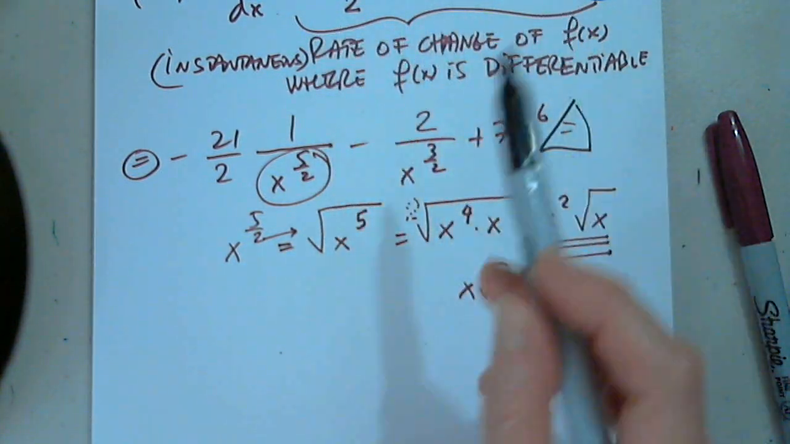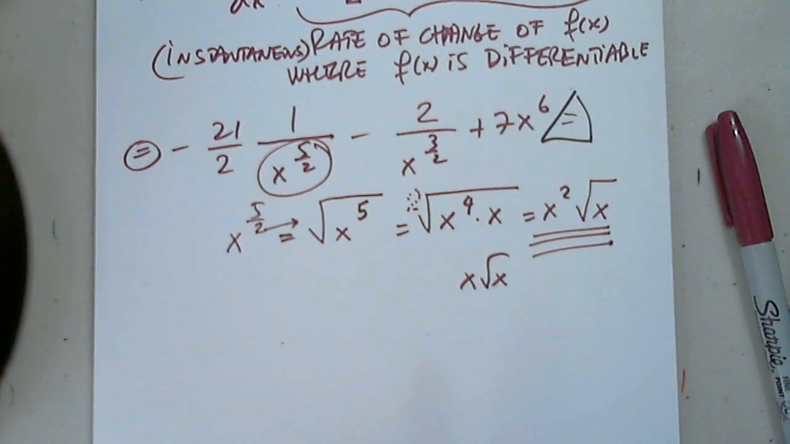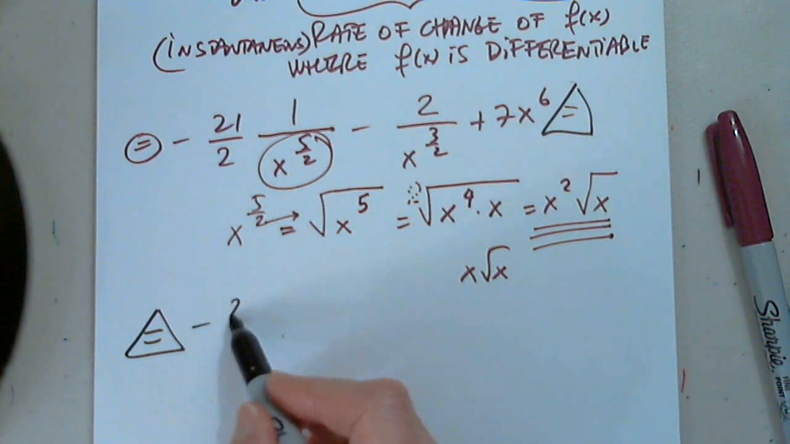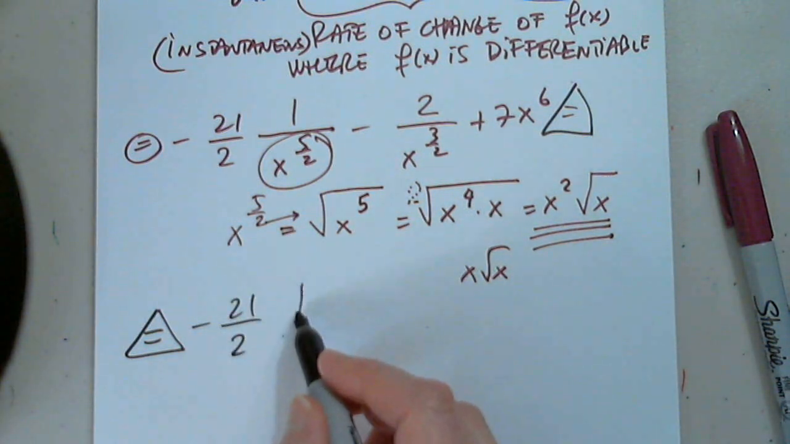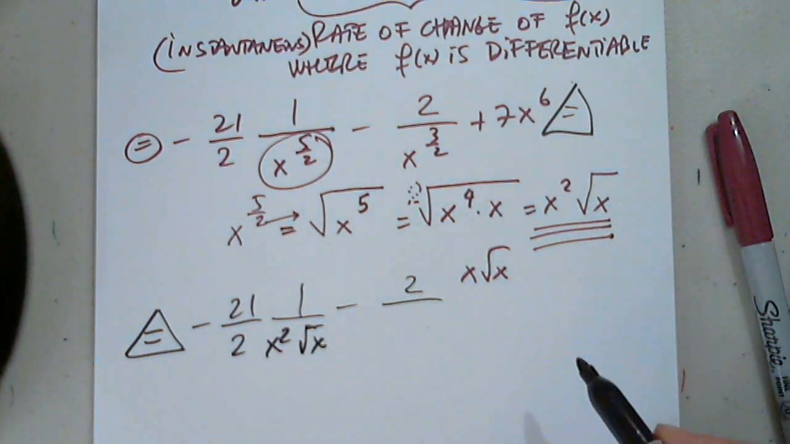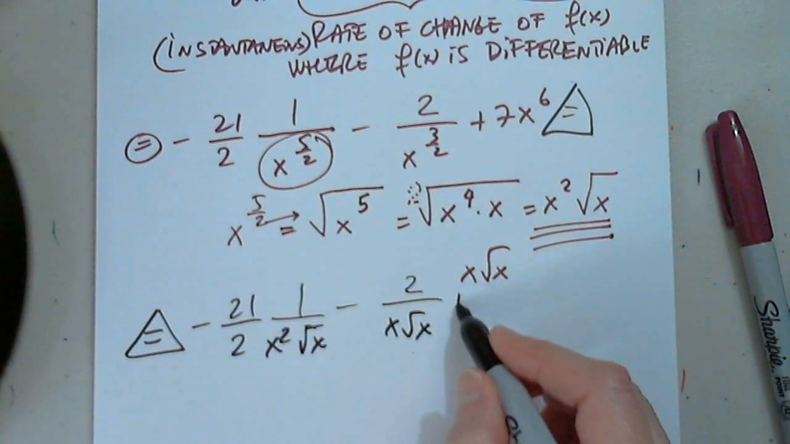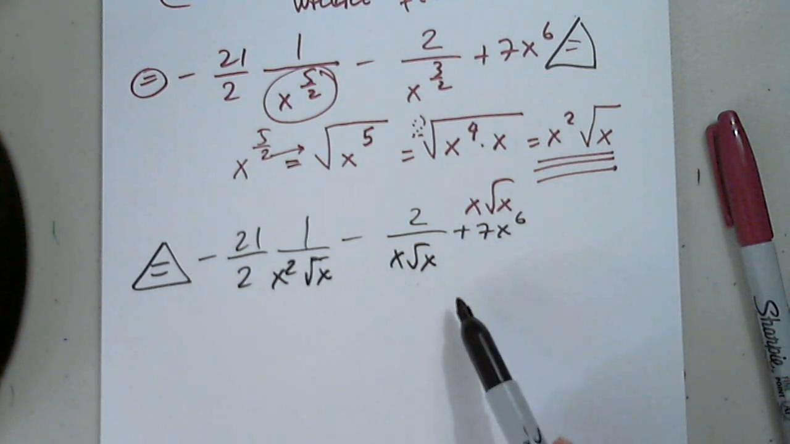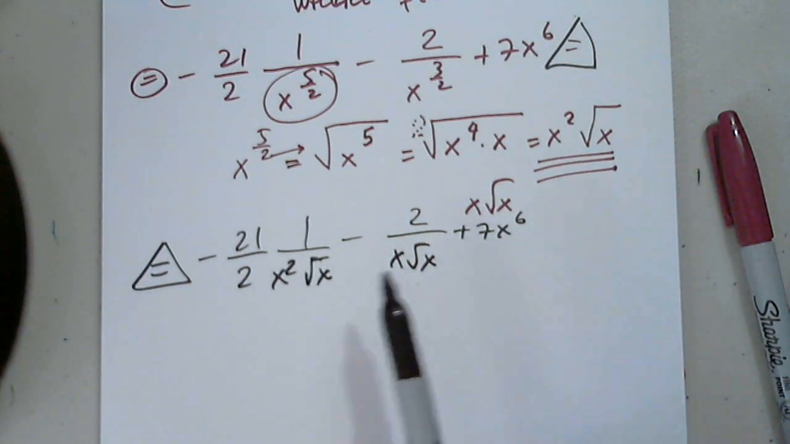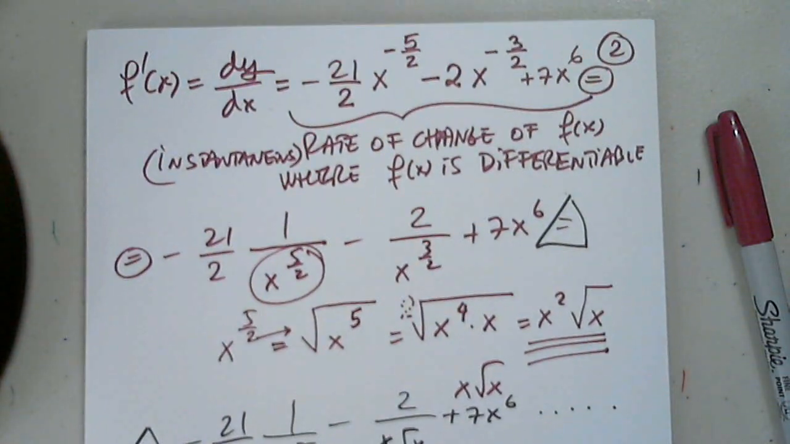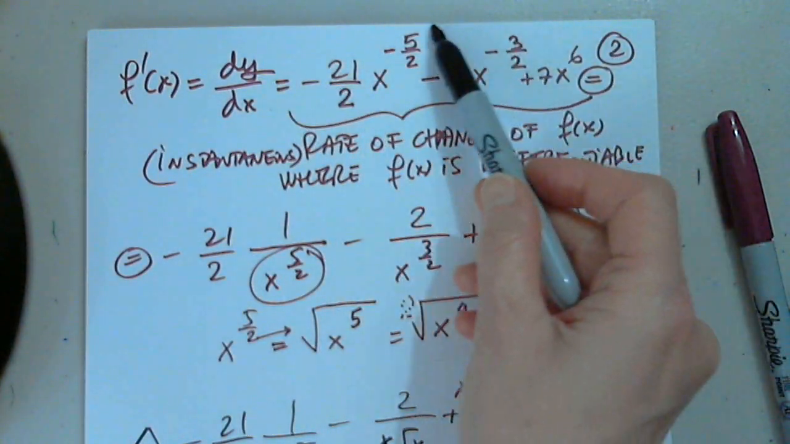So I would like you to try it. I'll give it a point even if you make an error. It's okay. No worries. So then I have negative 21 over 2 times 1 over x squared, the square root of x, and minus 2 over x, the square root of x, and plus 7x to the 6th. And from here I can continue. I can even find the least common denominator, which is 2x squared, the square root of x, and so on and so forth. But I think that this is good enough for what we're trying to do here.